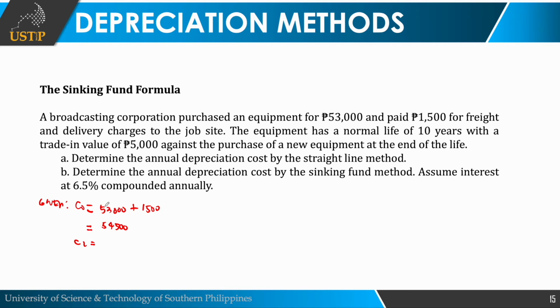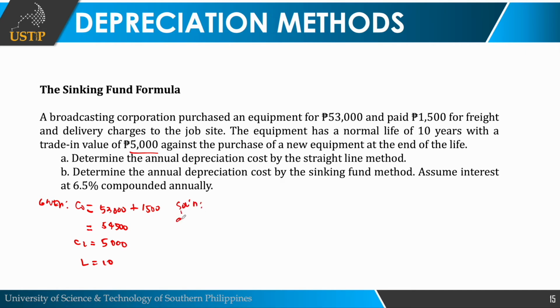Actually, it's not exactly a salvage value, but we are still considering it as the trade-in value. Meaning, at the end of the useful life, the company wants to buy a new equipment, but instead of paying cash for that part, they trade in the old equipment, which is equivalent to 5,000. So that is your salvage value, 5,000. And the normal life is 10 years, so L is equal to 10.